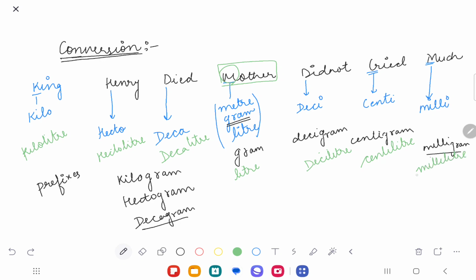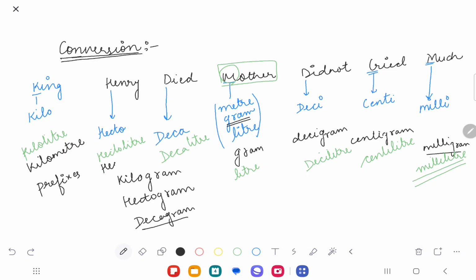It's up to me what measurement I have to make. I can use any prefix with liter. I can use any prefix with gram. I can say kilometer. Now with meter also I'm using, isn't it?